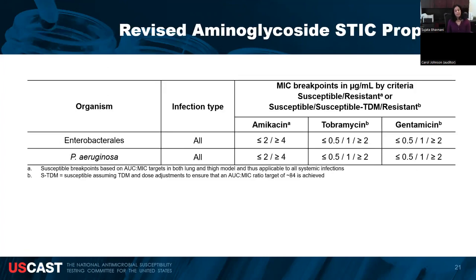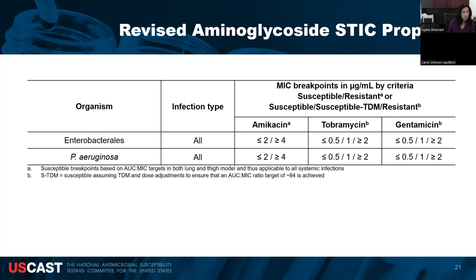If we did that, that would then shift our resistance breakpoint to 2. We could have an empiric or a susceptibility breakpoint that really doesn't rely on TDM. We could have another category for TDM, and then we could set our resistance 1 dilution higher. So this was a question that we considered and discussed among our members.